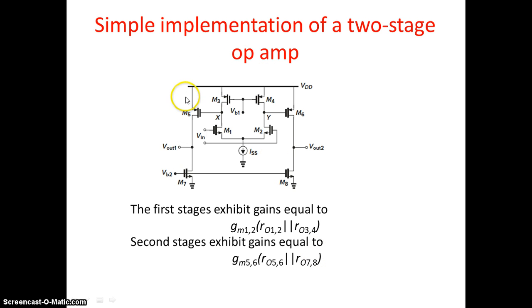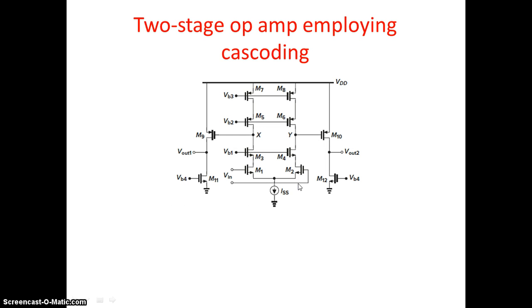Okay, this is a simple implementation. If I take a simple differential pair, we are going to have less gain. To increase this gain, what can we use? We can simply use a cascoded stage as the first stage to increase the gain. At the output stage, we can simply use a common source amplifier. Let us see that circuit.